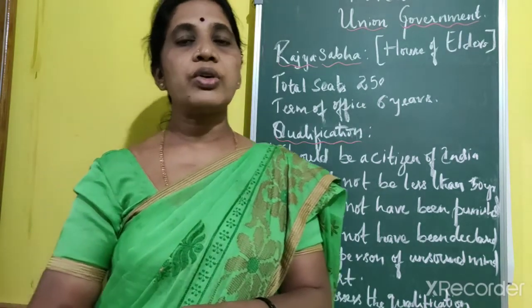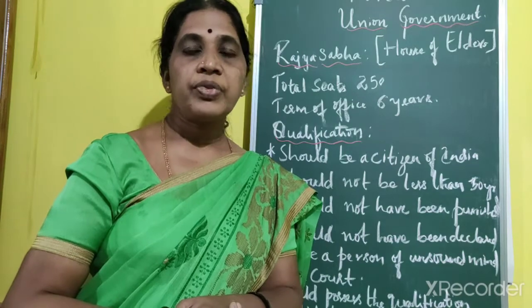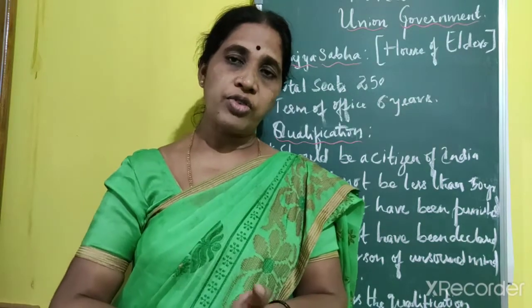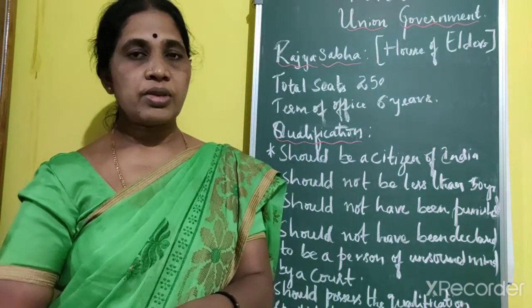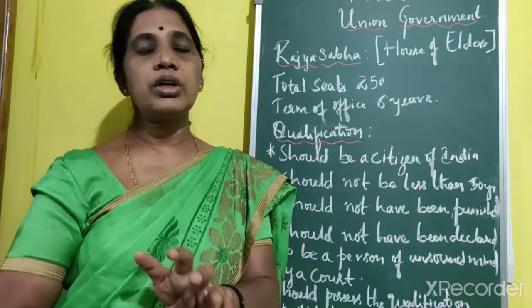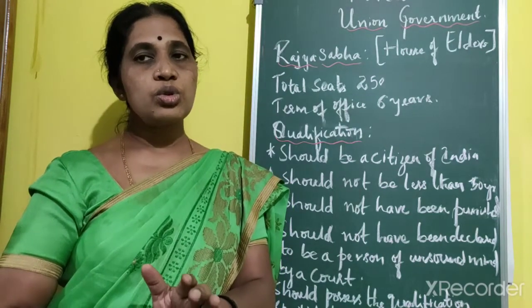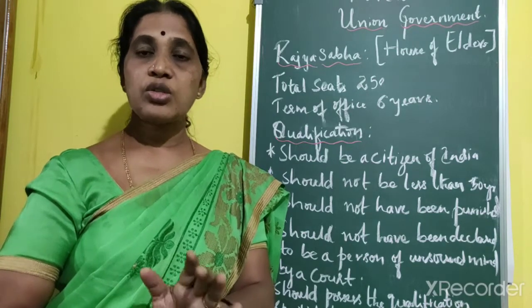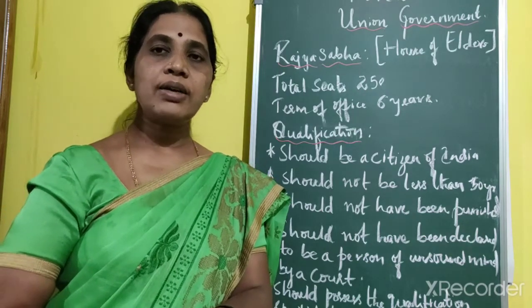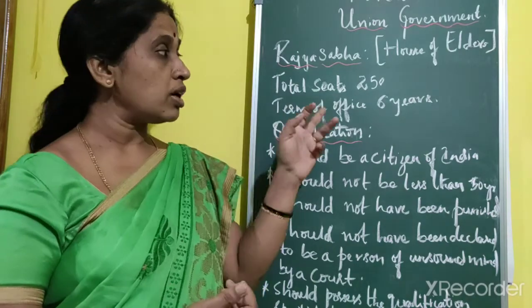And today in this class we are going to study about Rajya Sabha, that is its composition, that is the structure and qualification, and what is the term of office, what is the duration of the office. Okay, so firstly we will know about the composition of the Rajya Sabha, structure of the Rajya Sabha. You all know that the number of seats in the Rajya Sabha is 250, out of which 238 members are elected by the members of the state assembly and the union territory.